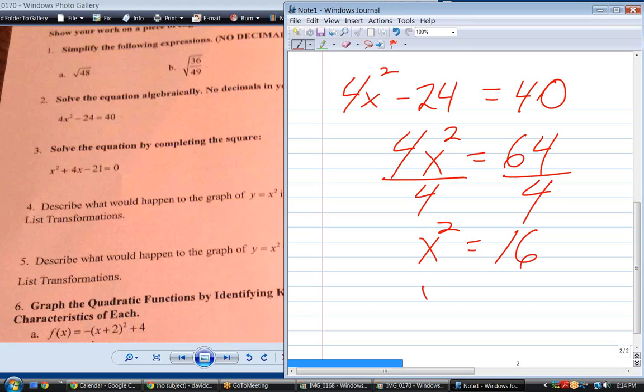In other words, my final answer needs to be that on one side of the equation. How would I get x on one side of the equation? And I need nothing but numbers on the other side. I don't want x's on the other side of the equation. So what could I do? About take the square root of both sides. When I take the square root of both sides from that step right there, well, the square root of x squared is x. What's the square root of 16?